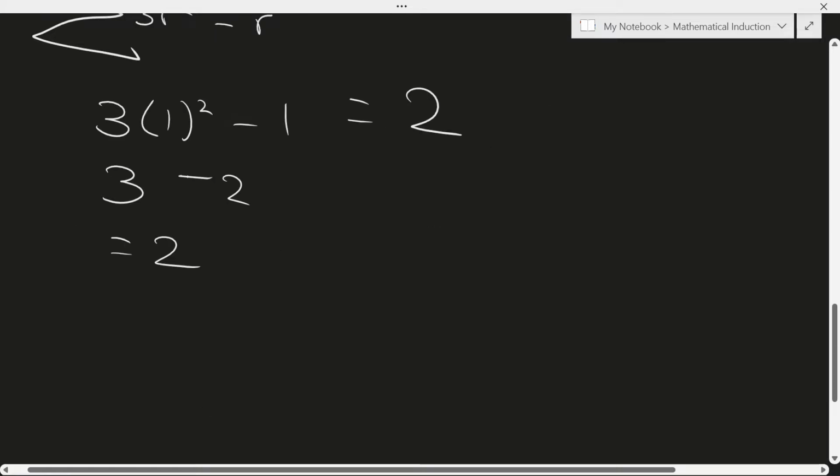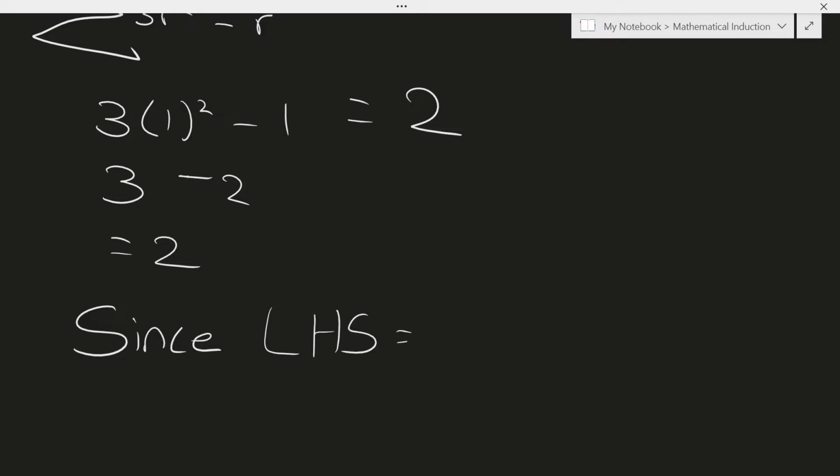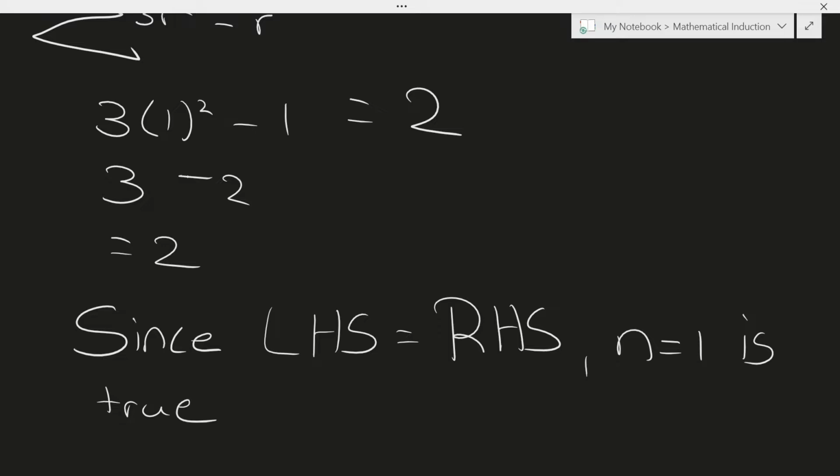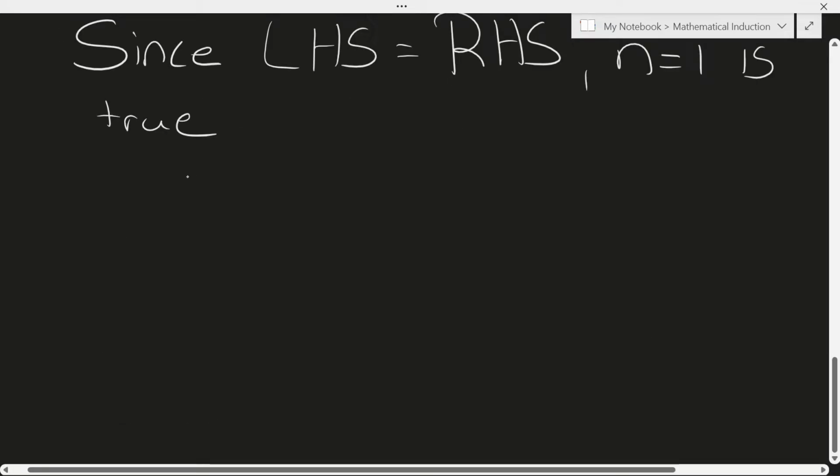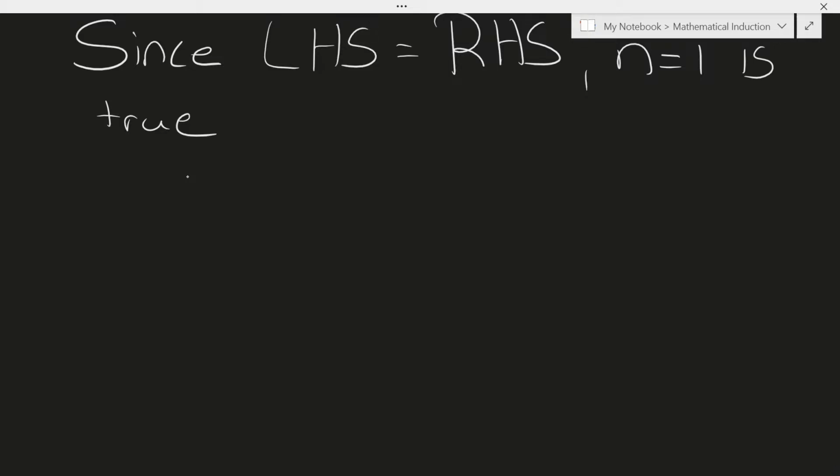So your concluding statement for the first rule will be, since the left hand side is equal to the right hand side, n equals 1 is true. Nice. Very free step. This should be very easy marks for you on the paper if we ever get something this simple. But yeah, this is just simple substitution. Really, really simple. If you don't understand something at this level, please go back and check the foundation.